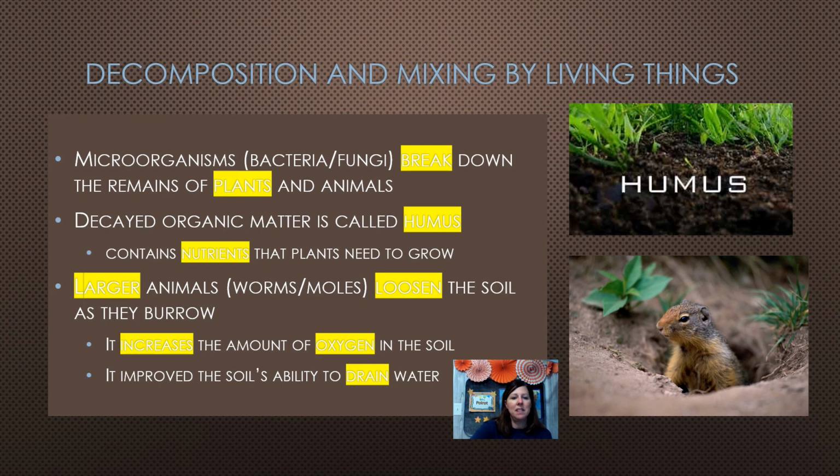And larger animals like worms and moles, when they burrow or make tunnels, they loosen the soil, and that helps bring oxygen down into the soil, which is also something that plants need. And it also helps the soil to drain better once it has some ways to seep down. That helps it drain so that plants aren't just sitting there in water. They wouldn't survive if they just sat in water. They need water, but they need it to drain away.